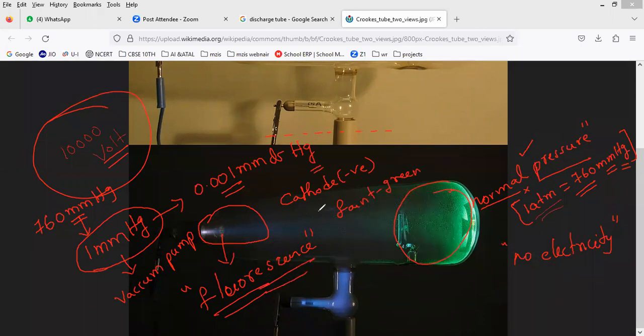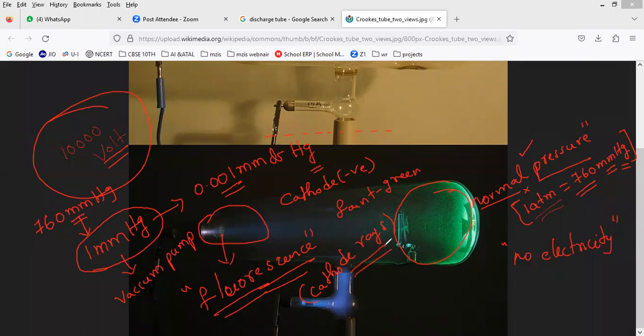That is what we call fluorescence. Why is it happening? Because of invisible rays colliding on the walls of the tube. What are those rays called? Cathode rays. Due to the collision of these invisible rays on the walls of the tube, we call them cathode rays. This is how J.J. Thomson conducted this experiment.